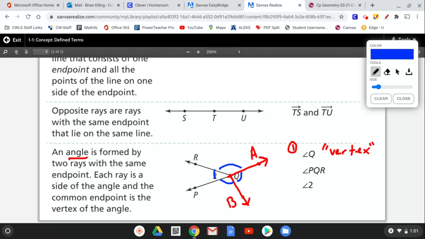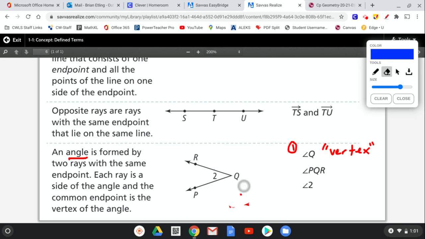So you can only use angle Q if there's only one angle there. If there's more than one angle there, you cannot use that. You cannot use it at all. So just be aware of that, guys.